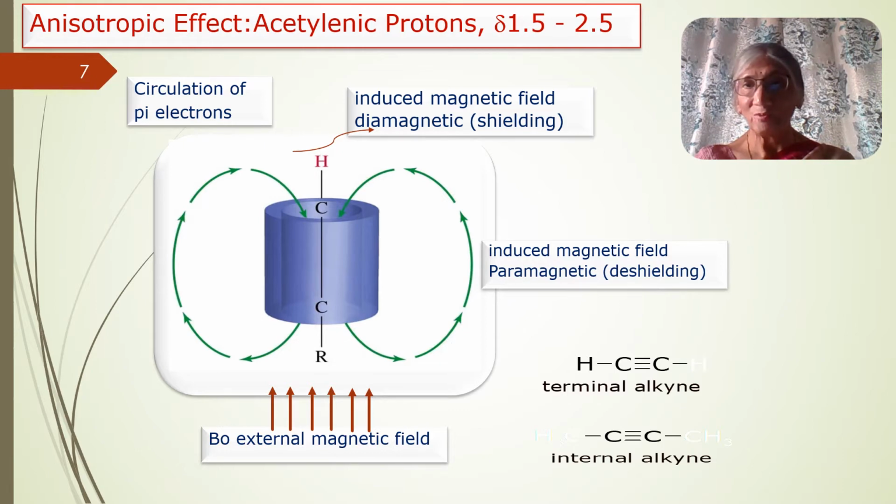So this proton will be a highly shielded proton. This proton, in terminal alkynes, will be a highly shielded proton. And in the case of an internal alkyne, there is no proton bonded directly to the sp hybrid carbon atom. Therefore, this signal will be absent in the case of an internal alkyne. So by the application of NMR, we can distinguish between a terminal alkyne and an internal alkyne.